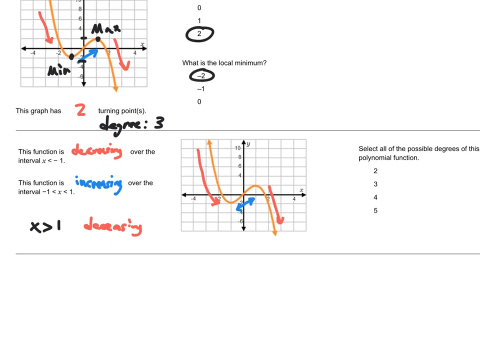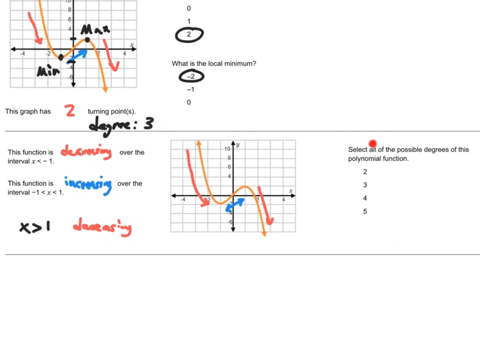Just two? Okay. All right, and then it says, select all possible degrees of this function. How many turning points do you have? You've got a minimum and a maximum. You've got 2 turning points, so the possible degree would be 3. You could potentially do 5. That's a maybe, but I would just choose 3. That's the one that you know for sure. But it could have an odd degree because of your end behavior. We'll talk about how that would work and how it wouldn't work.